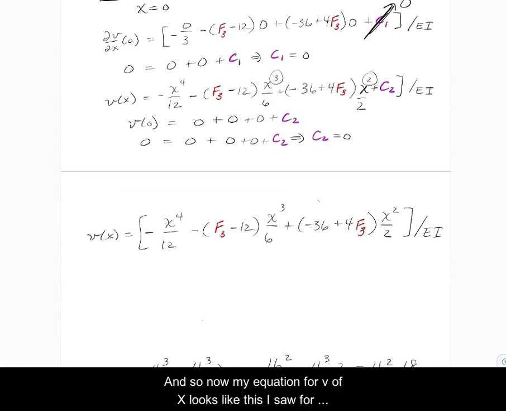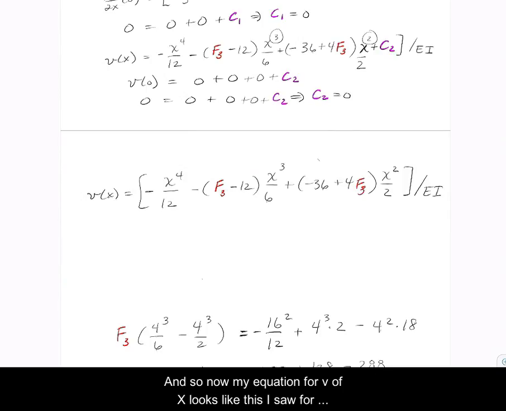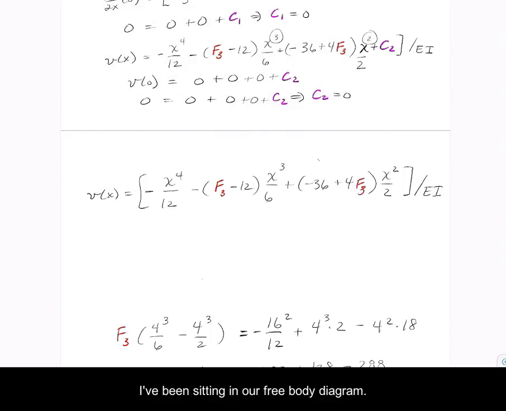And so now my equation for v of x looks like this. I've solved for both constants. They've happened to be 0. And so this is the transverse deflection profile, but we still have an unknown. We have a red F3, right? That's the roller force that's sitting in our free body diagram.